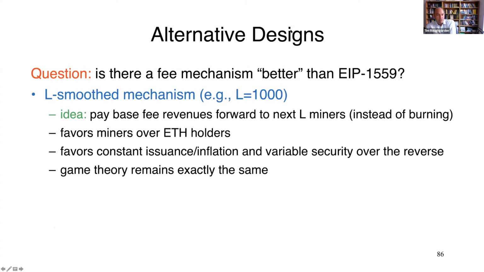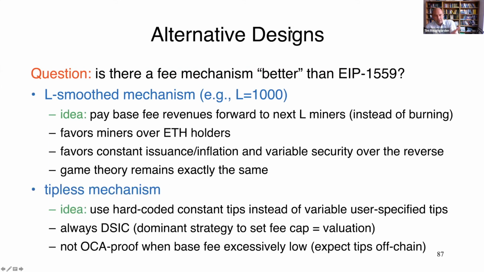I'm going to skip over the alternative designs. The first one just says instead of burning, you could pay the base fee revenues forward to the miners of future blocks. The game theory would be exactly the same. Second one is just instead of having users specify tips, you could hard code those tips, and that gives you even stronger truthfulness type property. On the other hand, you give up a little bit on OCA proofness when the base fee is excessively low.